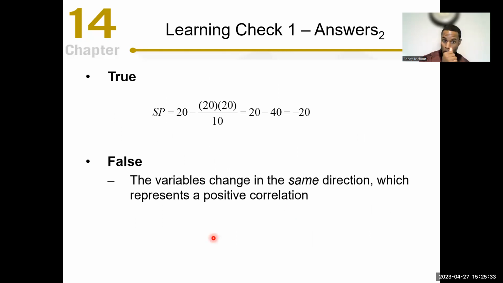All right, so the first one is true. Using the computational formula, you have 20 times 20 is 400, divided by 10 gives me 40, 20 minus 40 gives me a negative 20, so that is true. The second one was false. If they go in the same direction, they are positively correlated. If they go in different directions, that means they are negatively correlated. So even if they both go negative, that means you have a positive correlation, okay?